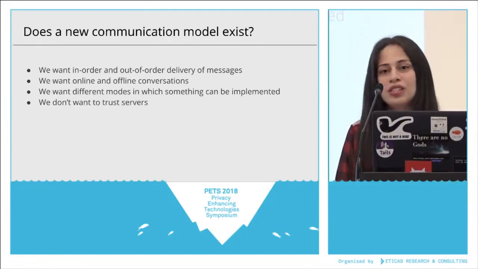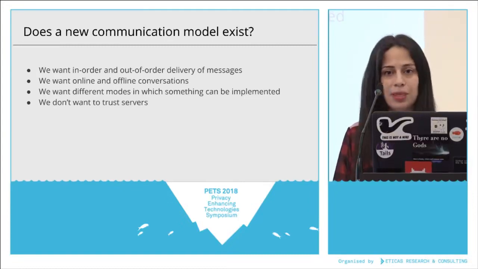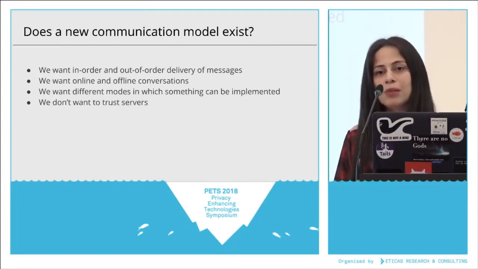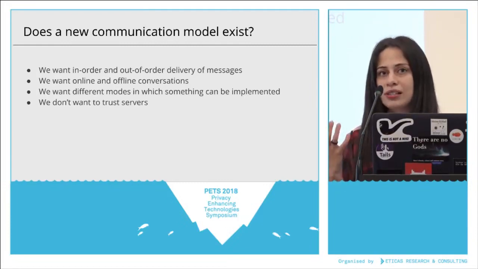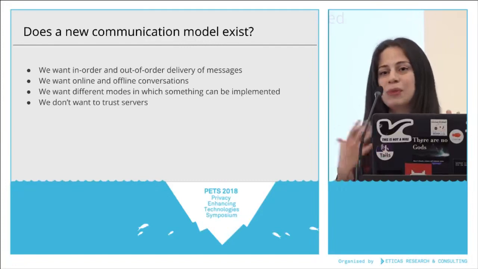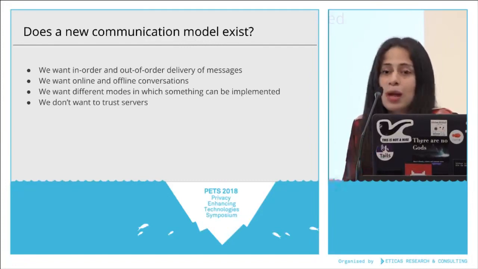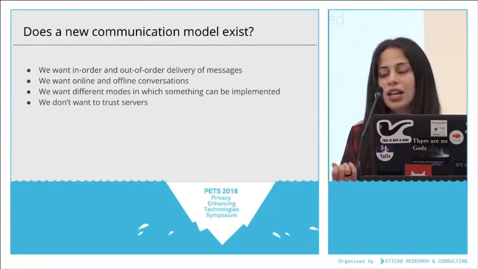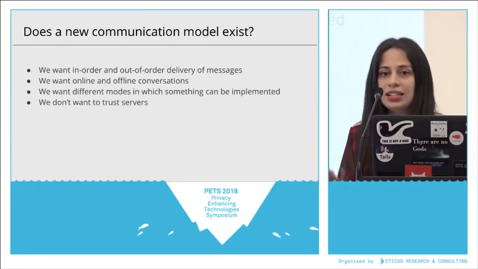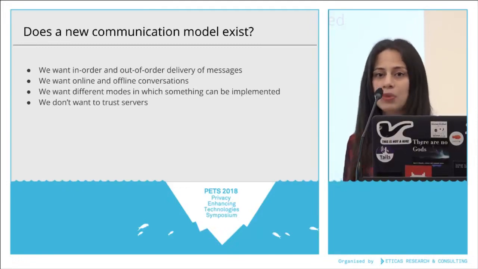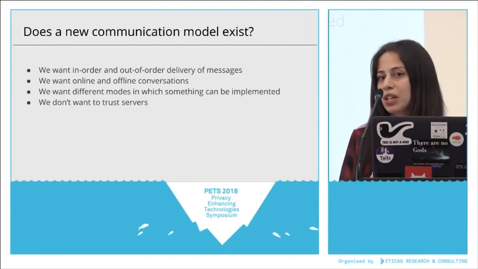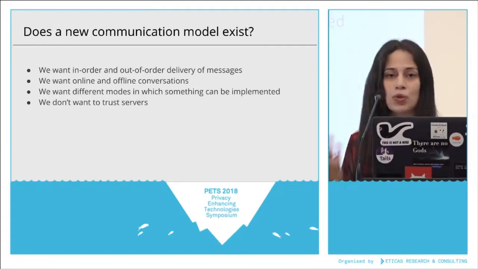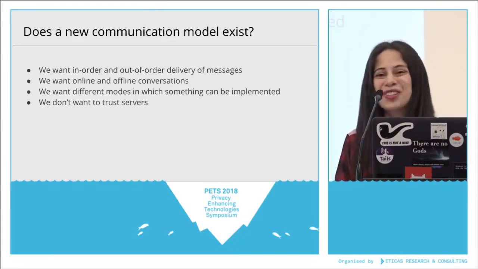We also want different modes in which the specification of OTR can be implemented, and this is something that we aim for because implementers sometimes have a different scenario in mind from the one that was specified when you wrote the protocol. So for example, let's take the example of OTR 4. If an implementer only wants to implement OTR 4 interactively, they can go ahead and see the guidelines for implementing this interactively. If they want to implement this so it's compatible to OTRv3, they also have the guidelines for doing so. And we also don't want to trust servers.